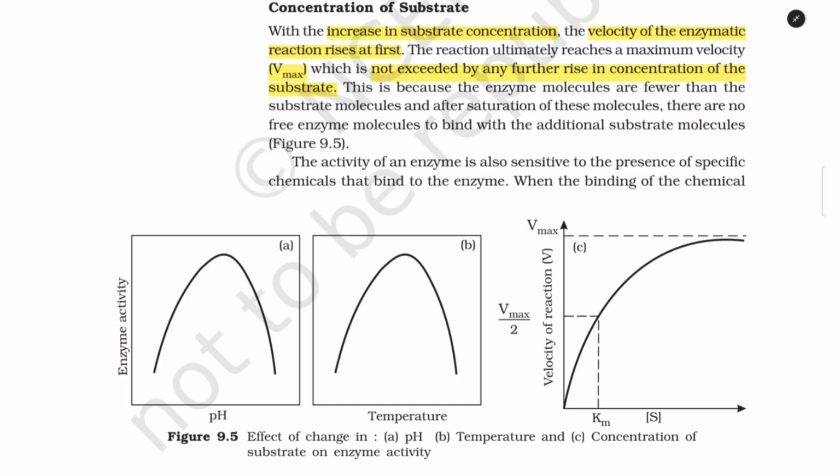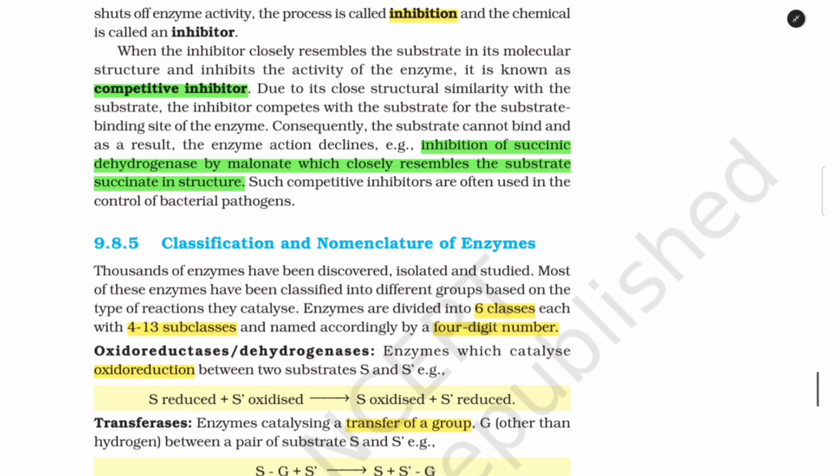The activity of an enzyme is also sensitive to the presence of specific chemicals that bind to the enzyme. When the binding of the chemical shuts off enzyme activity, the process is called inhibition and the chemical is called an inhibitor. When the inhibitor closely resembles the substrate in its molecular structure and inhibits the activity of the enzyme, it is known as a competitive inhibitor.